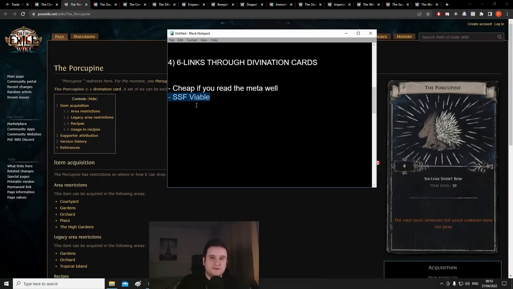But also the strategy is very solo self-found viable because all of these are farmable. Some are rarer than others. I would definitely look at Reddit threads. A lot of solo self-found people share their experiences with farming stuff. So I don't know too much about the rarity of all of these, but I just know that a lot of people go for those on solo self-found.